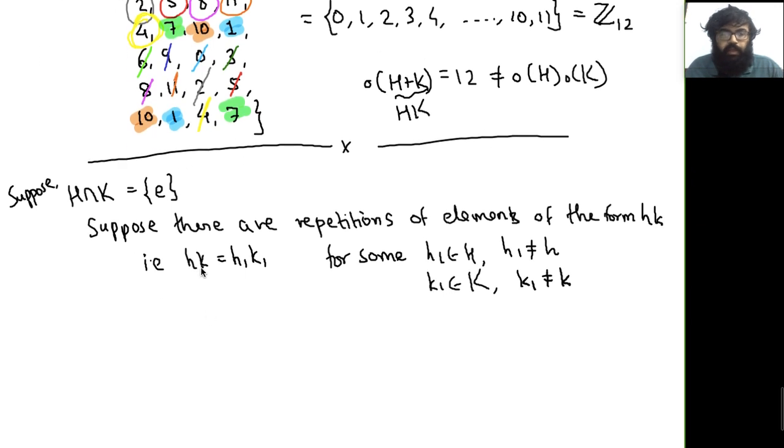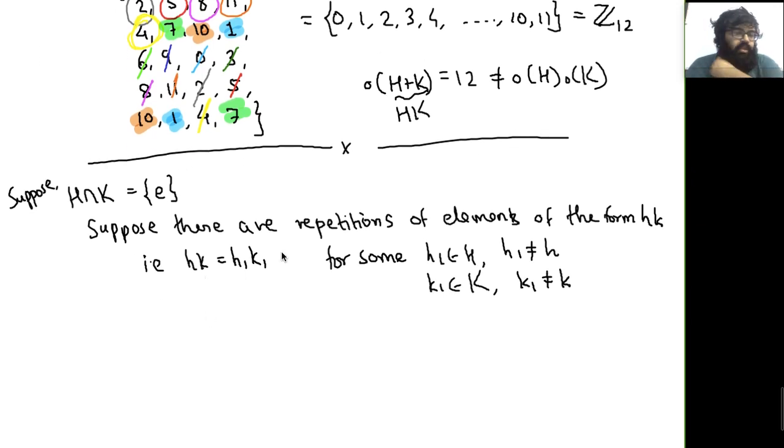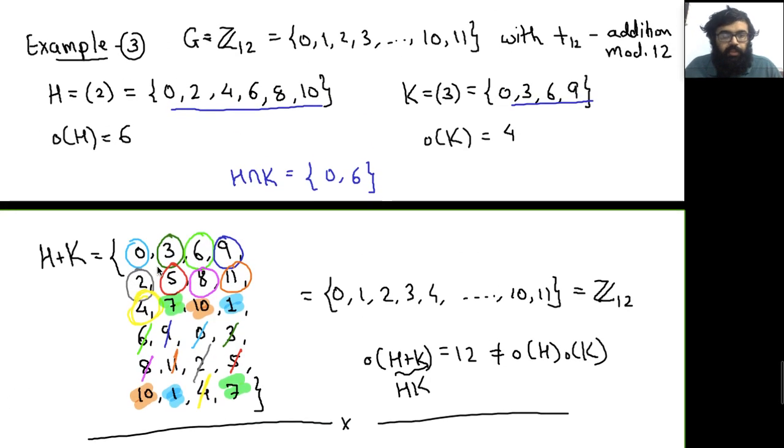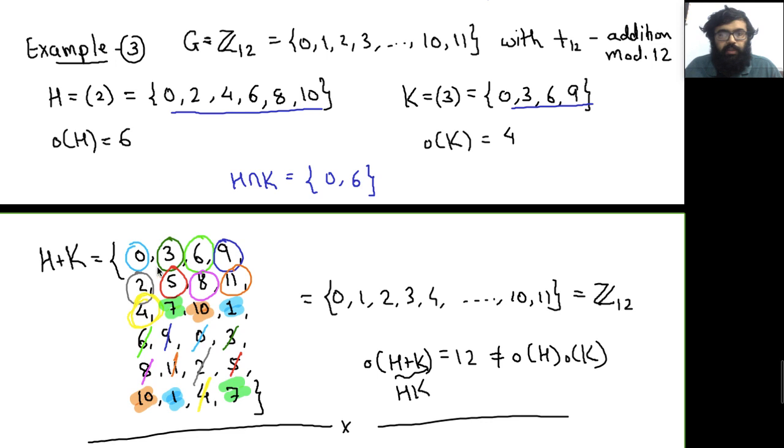Right? So suppose they are two distinct. H1 is not H, K1 is not K, but still HK is the same as H1 K1. Suppose one element can be written in two different combinations. For example, here, see, 2 was appearing here. So 2 was nothing but 2 plus 0. So this is also 2 plus 0. And 2 is appearing here also.